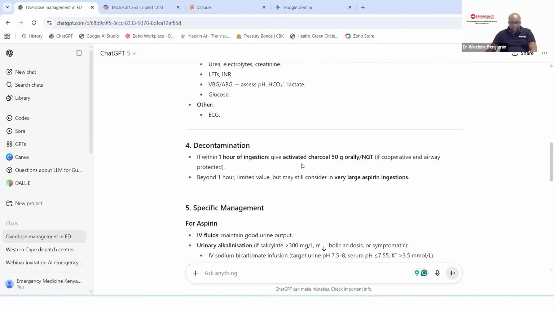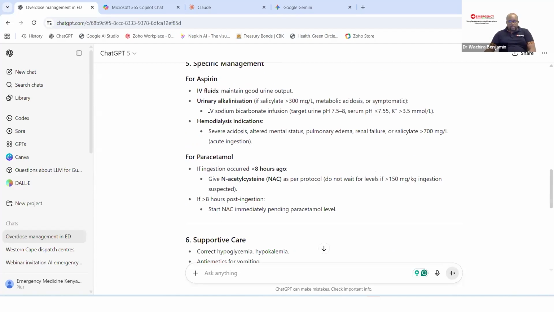Give charcoal within 1 hour of ingestion, beyond 1 hour limited value. Okay, so at least charcoal will be faster. Fluids, catheterization, maybe start sodium bicarbonate, hemodialysis.